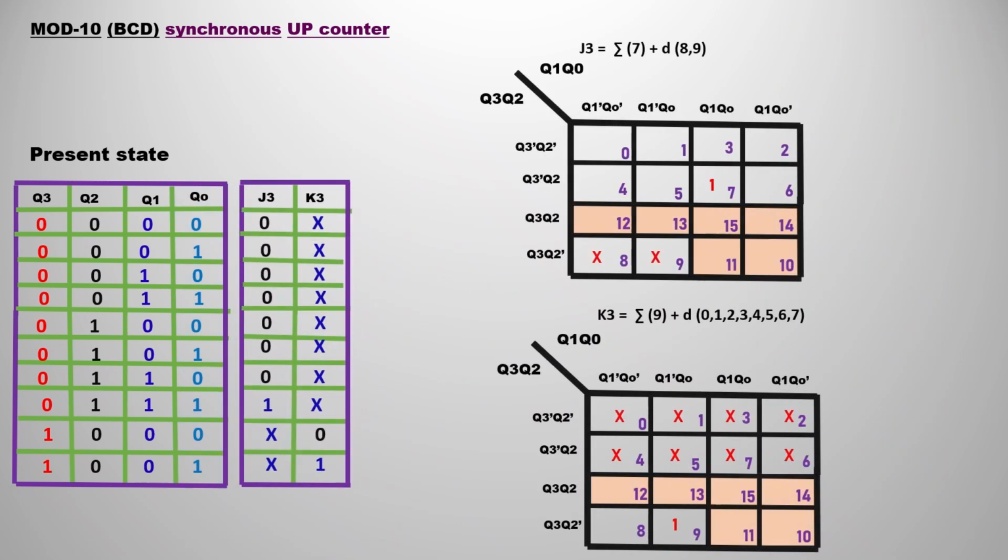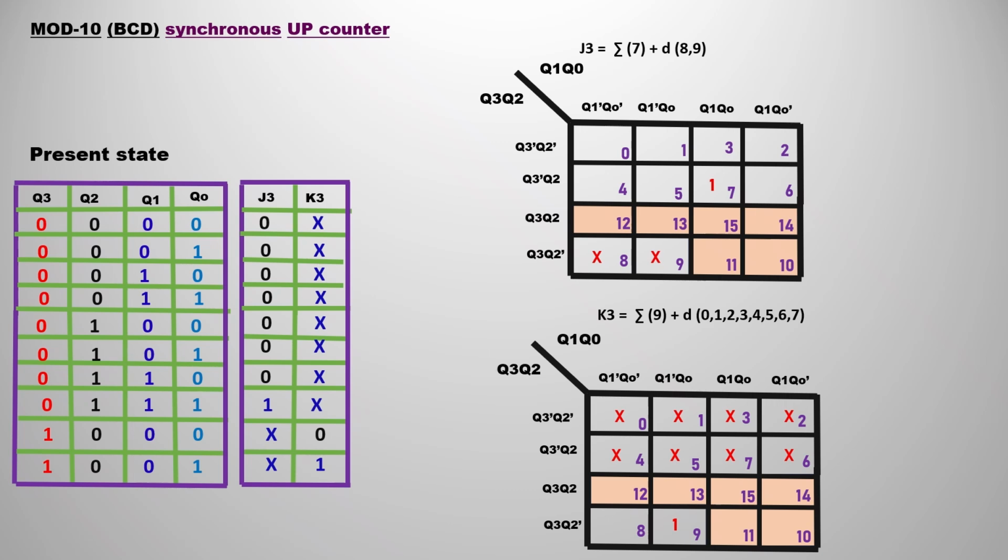So as we are having 4 variables, that is Q3, Q2, Q1, Q0, we are going to have the 4 variable K maps for that. First I need to find out the expressions for J3 and K3. So I have the minimal expression. So in the J3 K3 column we are going to trace out all the min terms.